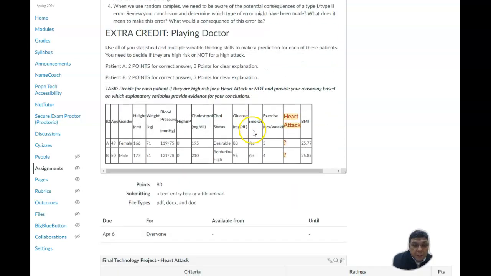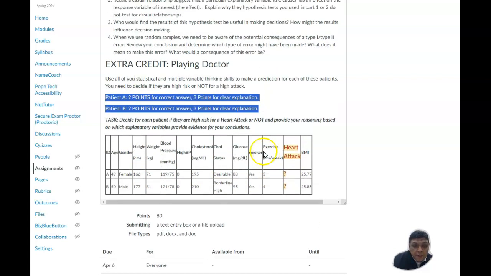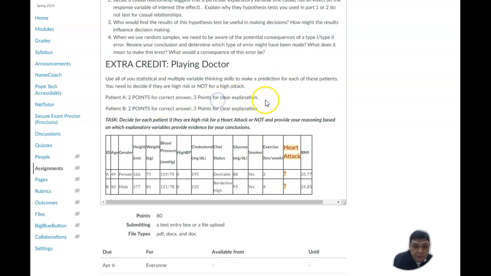And then if you want extra credit, playing doctor, I've given you 2 patients, and then here's their data, and then you make a prediction. Do you think they're high risk for heart attack, or even have they had a heart attack or not, based on the data that we have here? And then you give an answer, and then give me an explanation for your answer, based on the explanatory variables that led you to your conclusion. And that's the project.